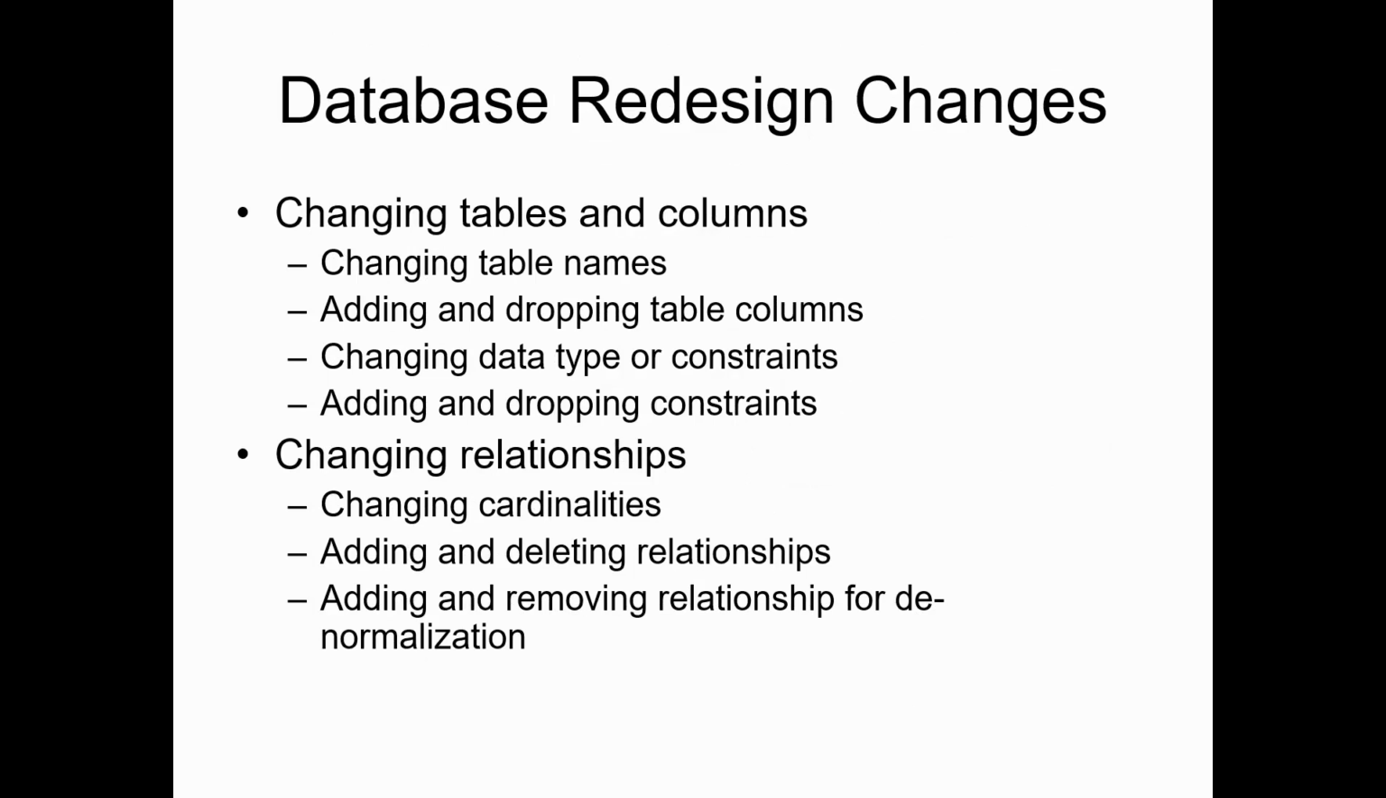Some of the database redesign changes are changing tables and columns, such as changing table names, adding and dropping table columns, changing data type or constraints, adding and dropping constraints. We can also change relationships, such as changing cardinalities, maximum, minimum. We can change the one to many into many to many, or the other way around. Adding and deleting relationships, adding and removing relationships for denormalization purposes.